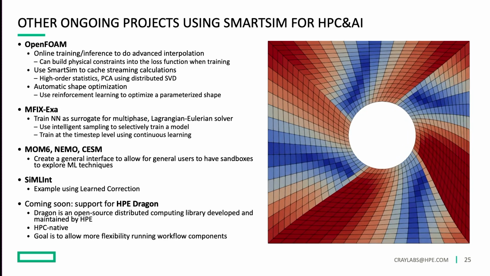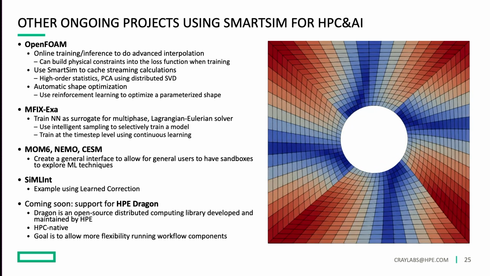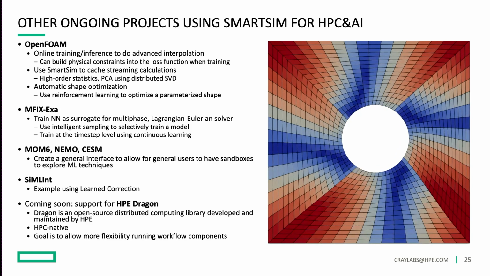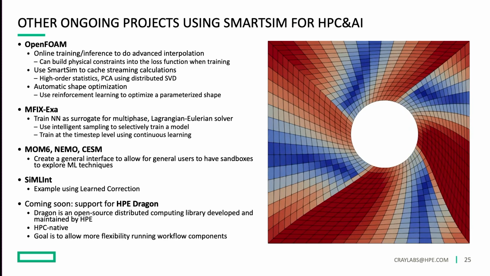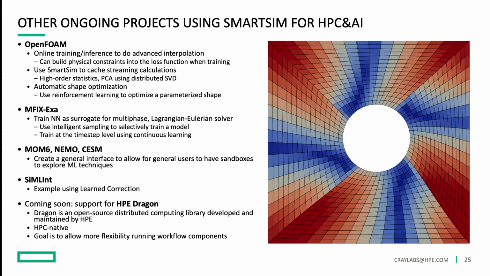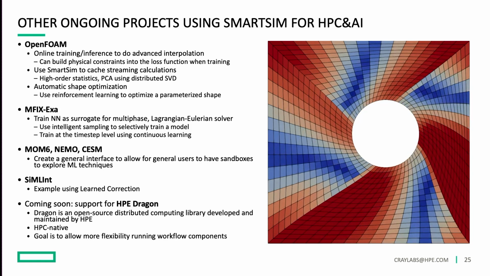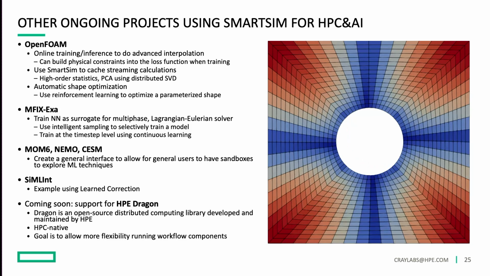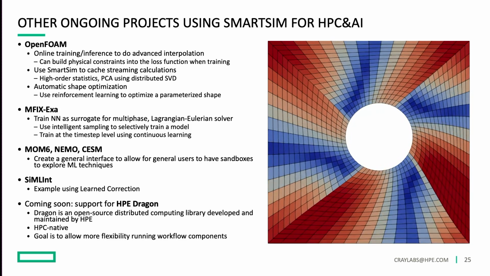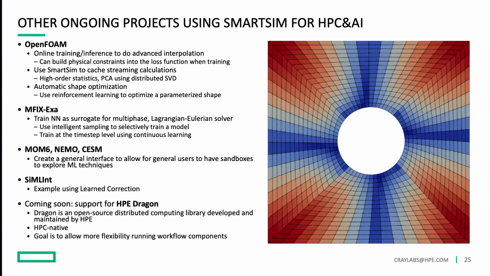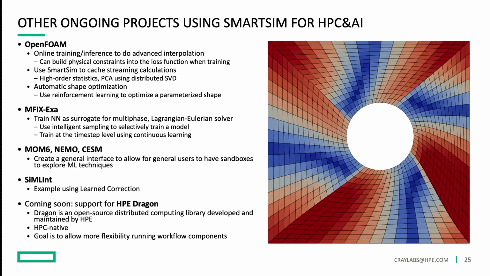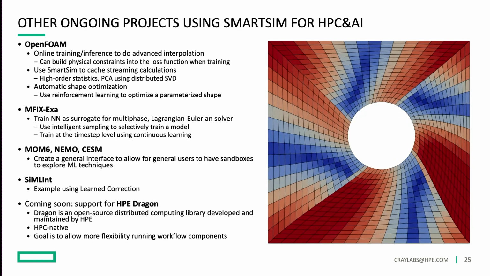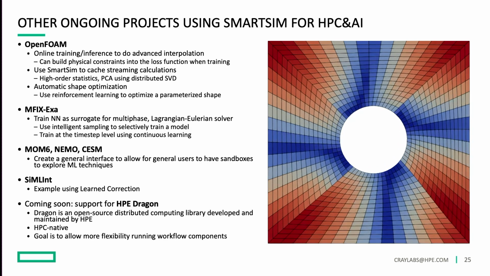MFIX-Exa is one of the exascale initiatives in the US. It's using SmartSim to train a neural network as a surrogate for multi-phase Lagrangian-Eulerian solvers. MOM6, NEMO, CESM, these are all oceanography and climate simulation toolkits. They are using SmartSim, and we are collaborating with them to create a general interface to allow general users to have sandboxes to explore machine learning techniques. SimAI-Bench is a product of ExCALIBUR, which is the UK exascale initiative, and they're using SmartSim to implement learned correction.